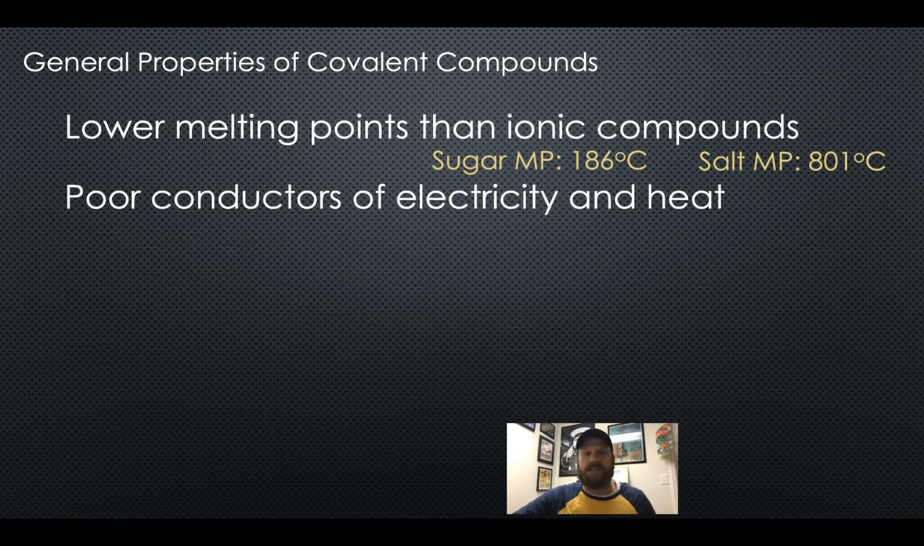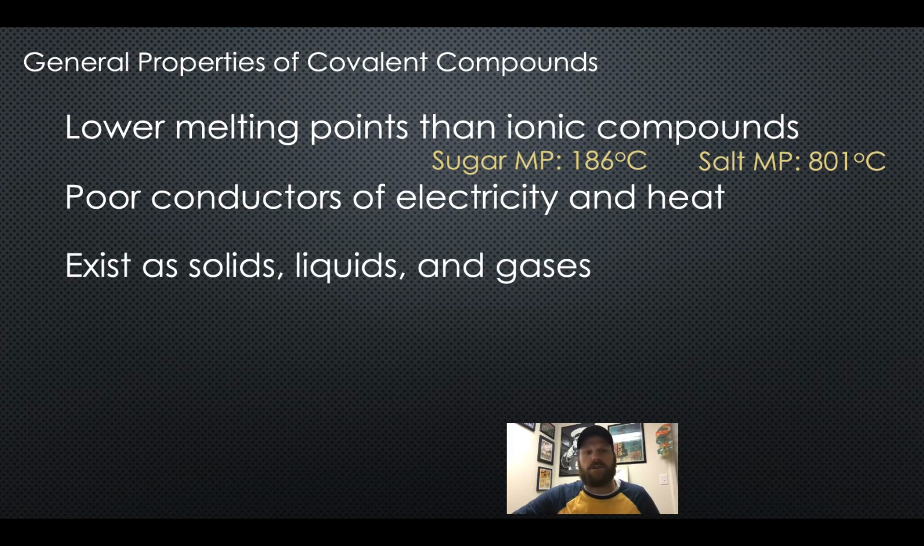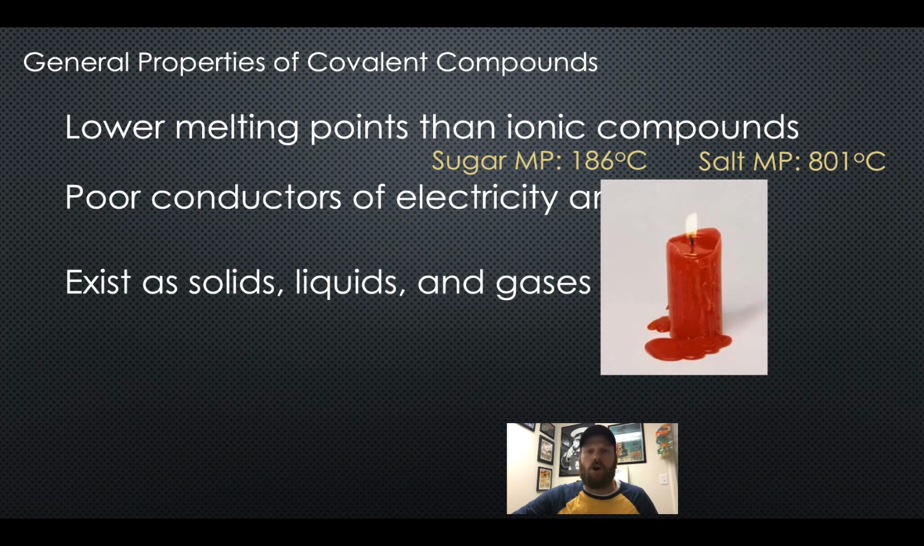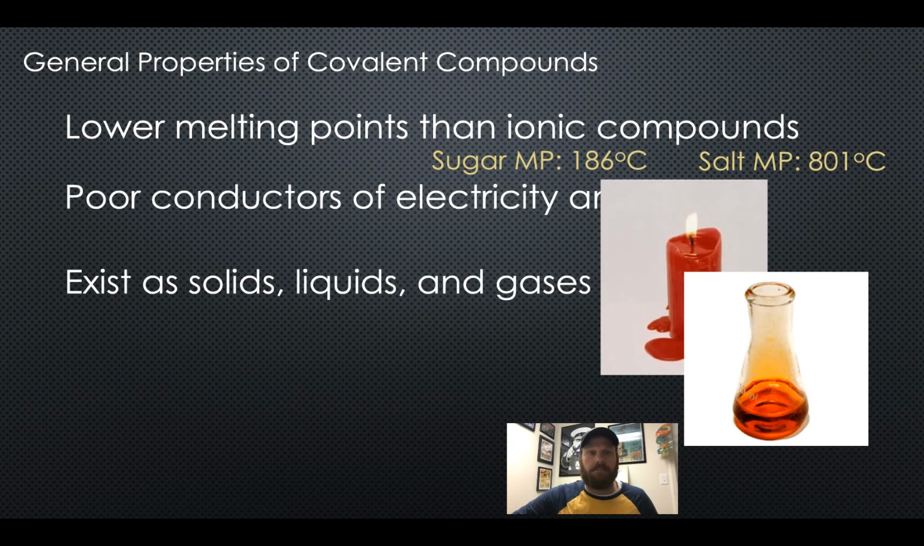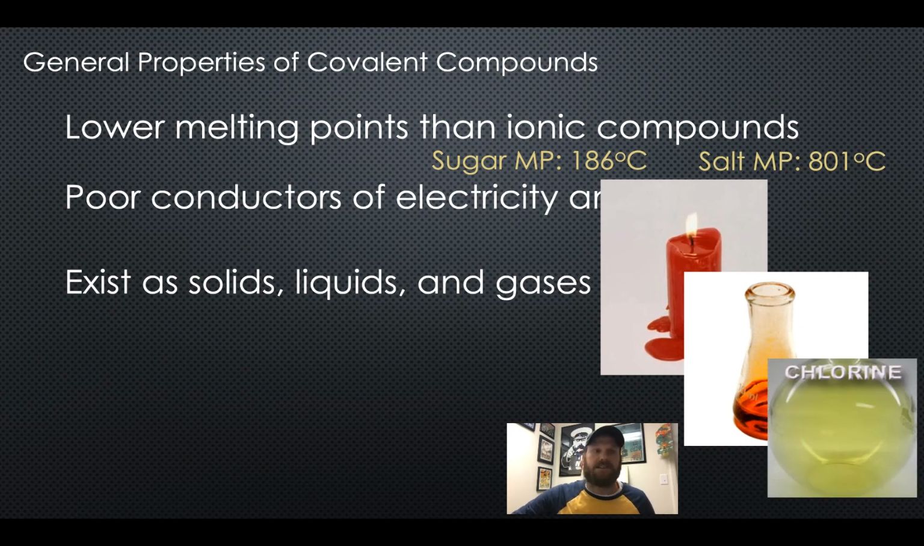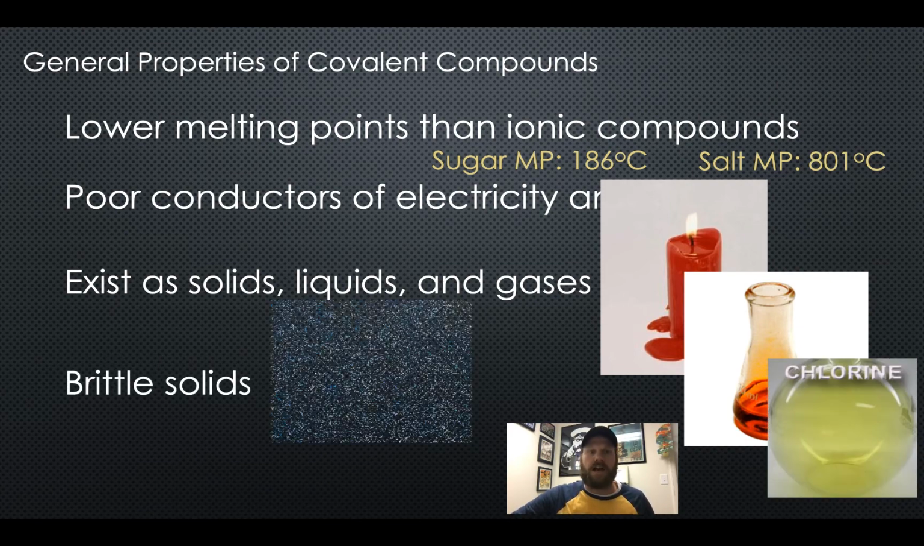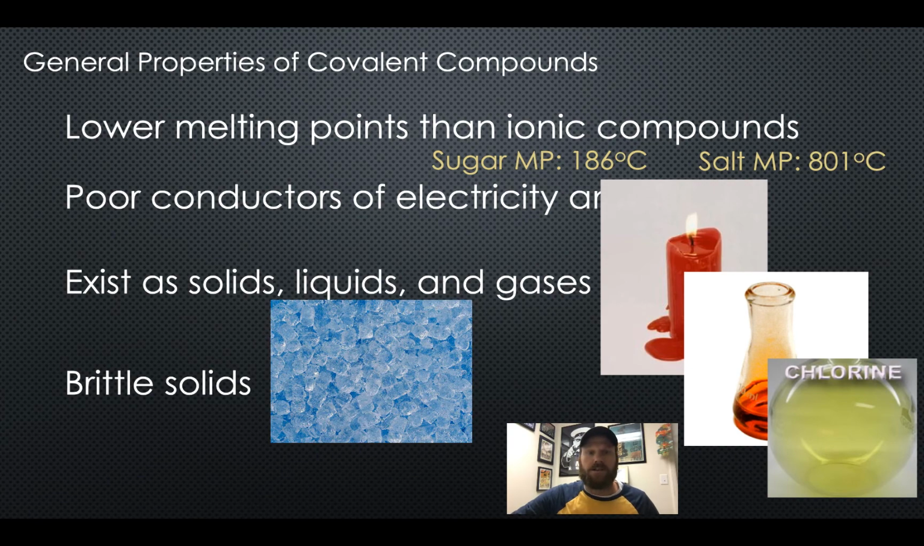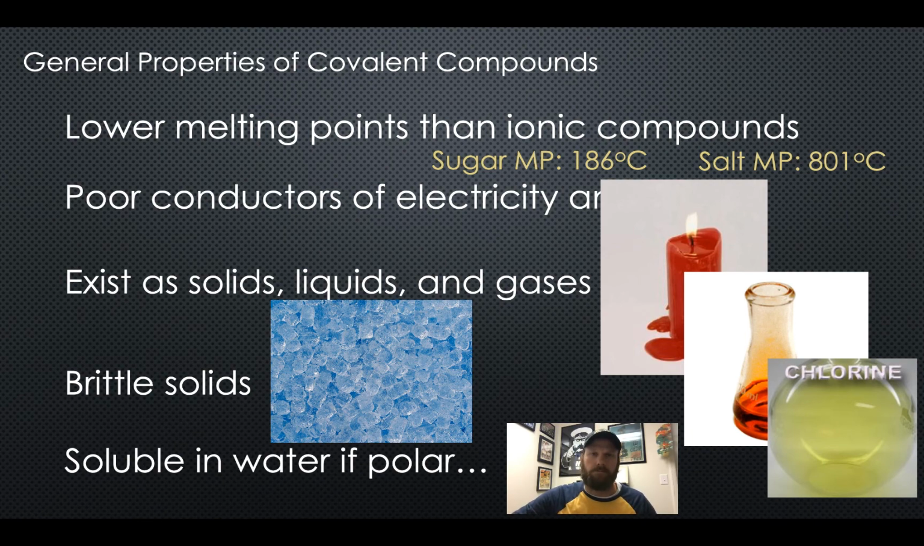Ionic compounds exist as solids, whereas covalent compounds can be found in nature in all three states: solid, liquid, or gas. Similar to ionic compounds, covalent solids are also brittle in general. Think of the ice here. Many ionic compounds are soluble in water, but covalent compounds are only water soluble if they are polar.